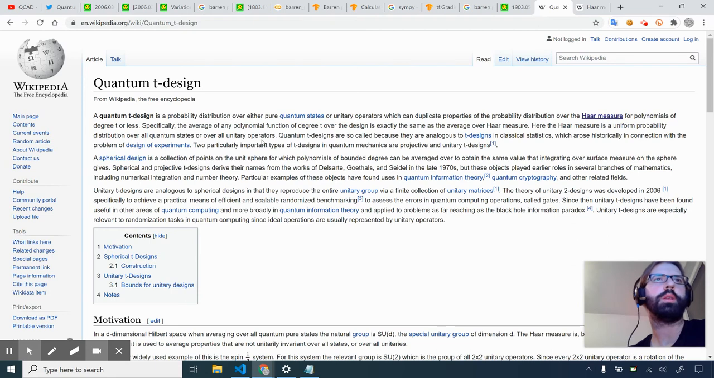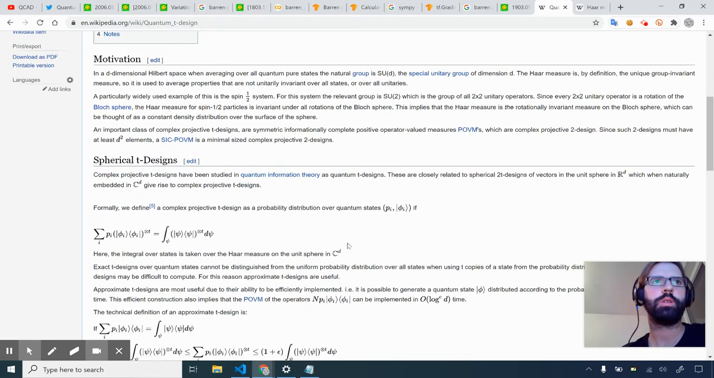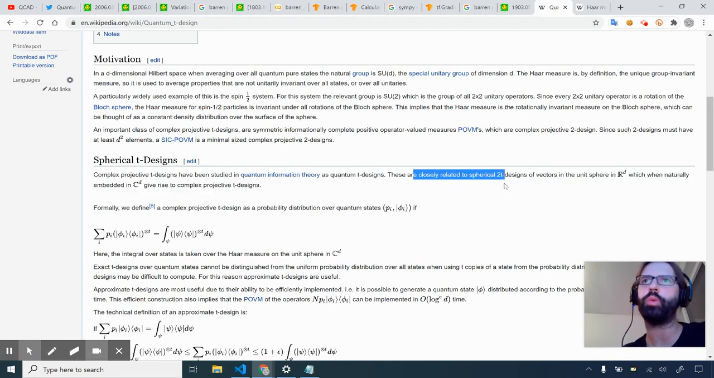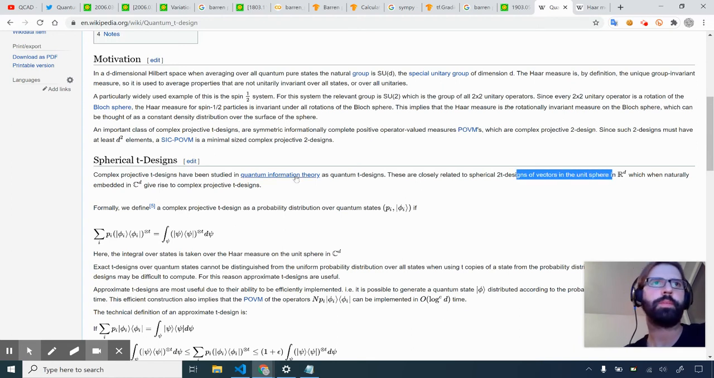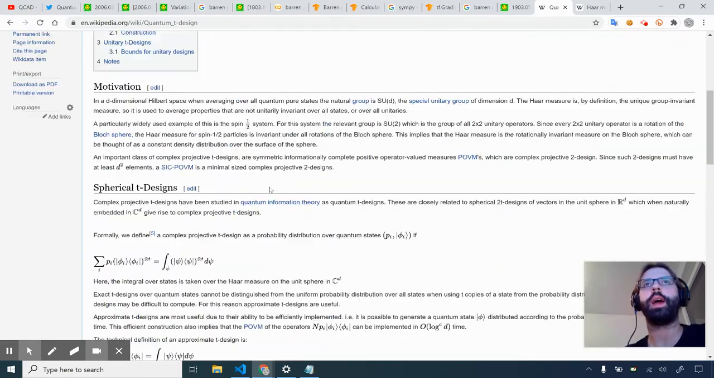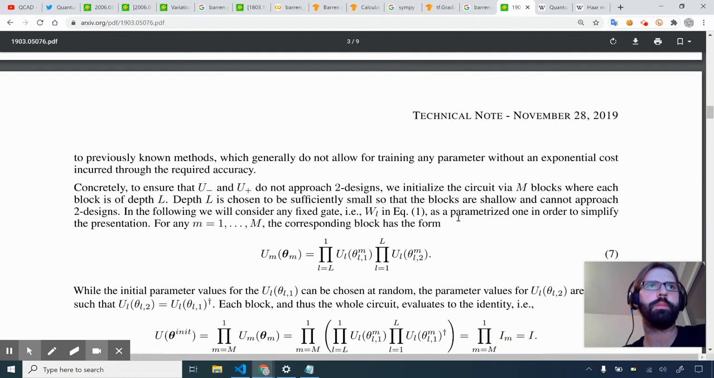A quantum T design is a probability distribution over either pure quantum states or unitaries, which can duplicate properties of the probability distribution over the Haar measure for polynomials of degree T or less. So a 2-design is T equals 2. Complex projective T designs have been studied in quantum information theory as quantum T designs. They are closely related to spherical 2T designs of vectors in the unit sphere embedded in complex space. Wow. Okay, I'm not going to step into this at the moment.